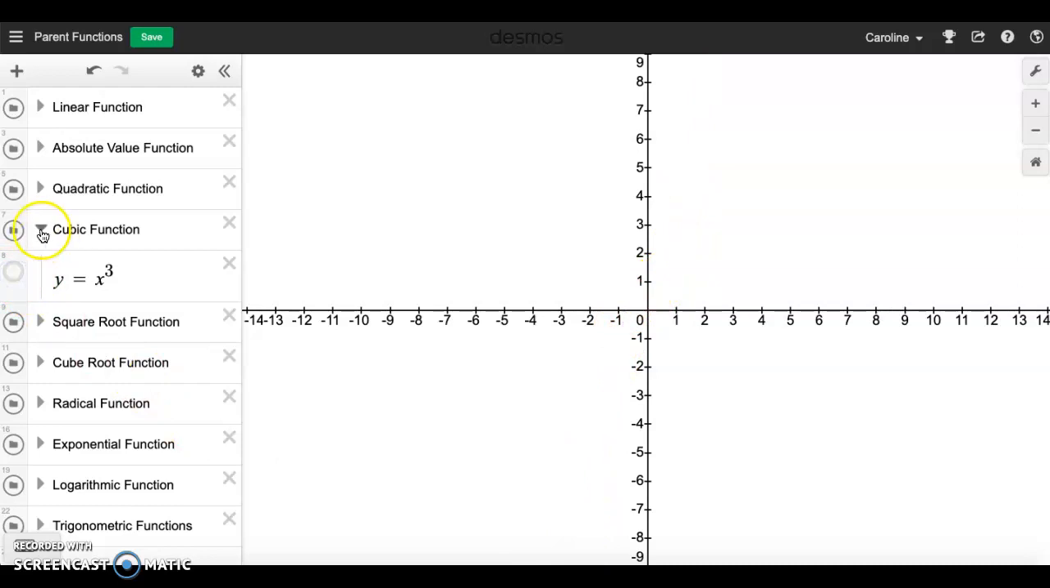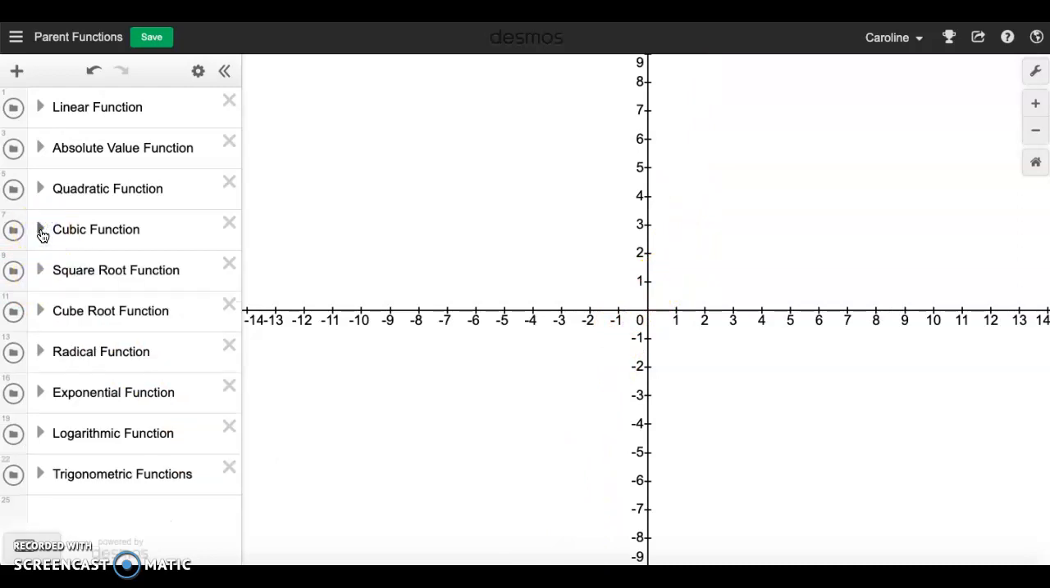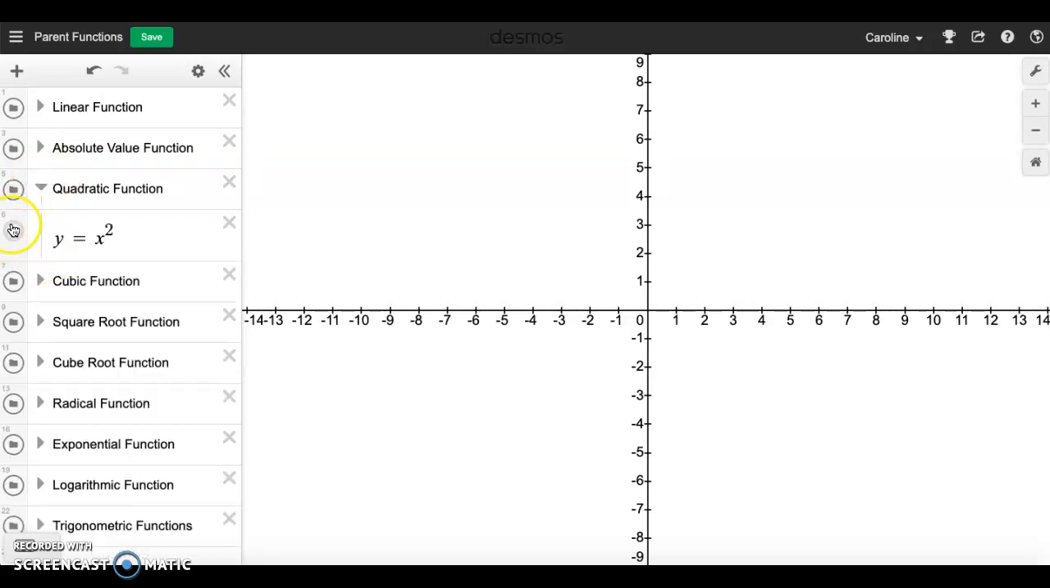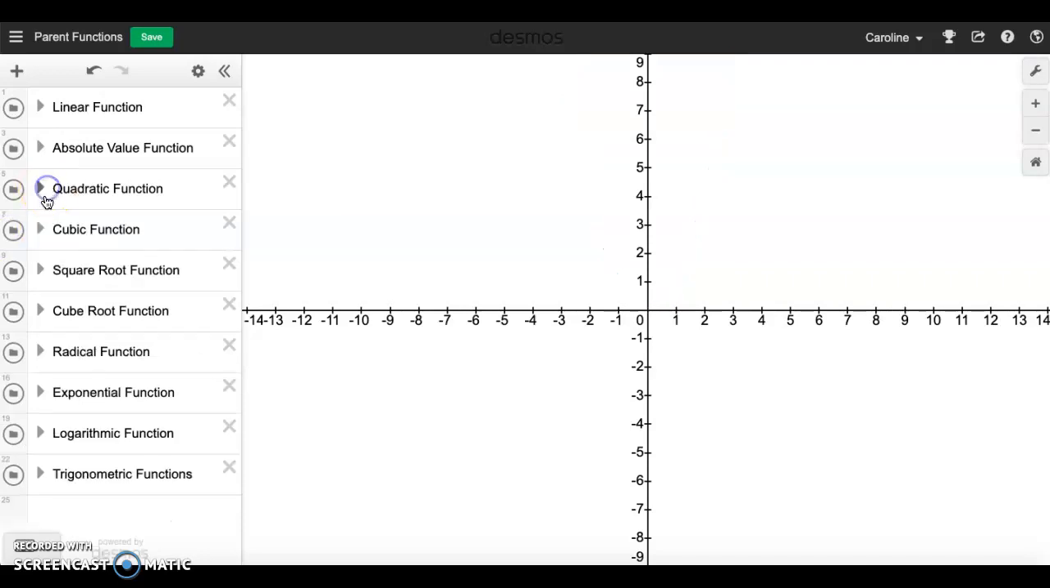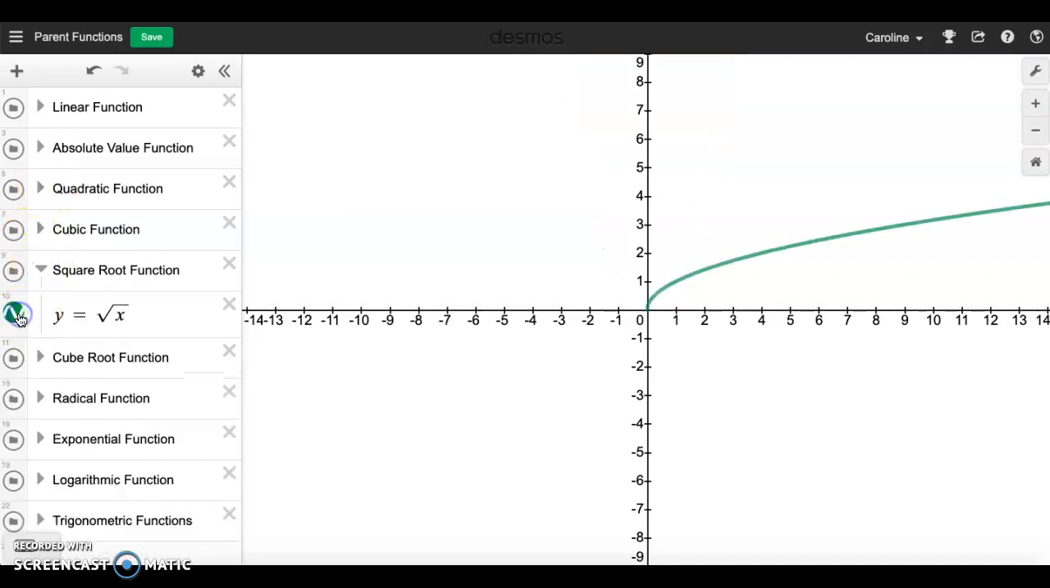All right. Related to the cubic function is the square root function. It's the function that happens when we take the square root of x. I'm going to click back on and show you the quadratic function because quadratics and square roots are inverses. So you'll notice that a quadratic function is an upward opening U. A square root function is like we've taken that quadratic and it's kind of gone sideways.